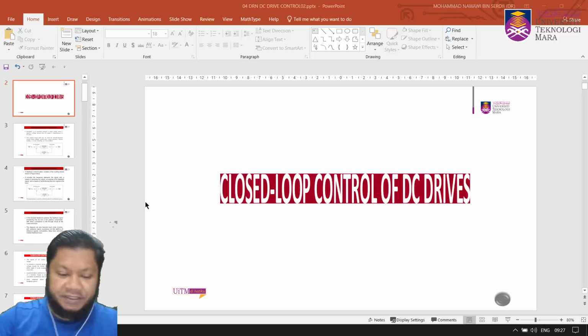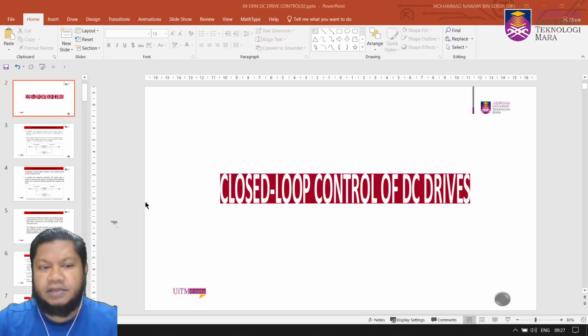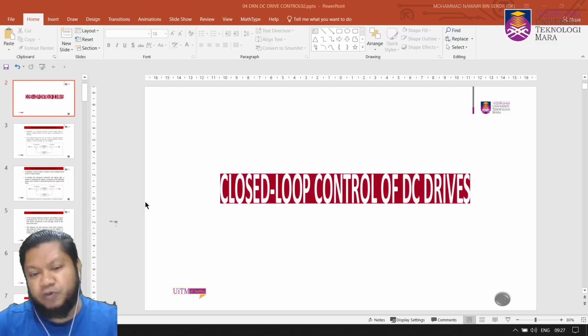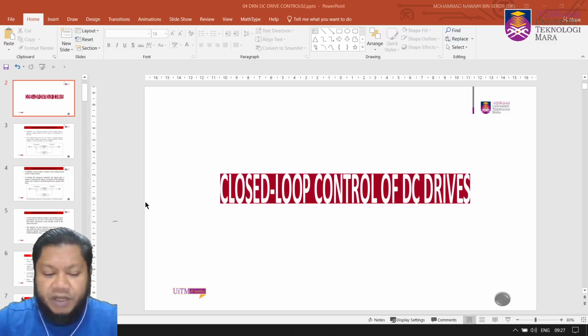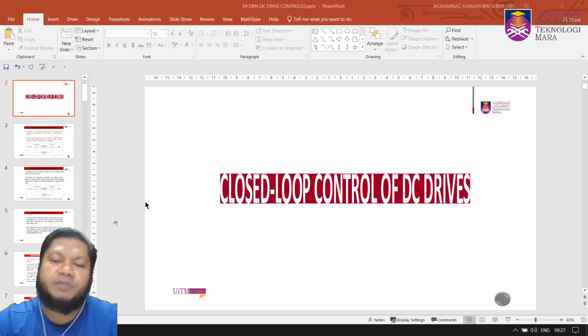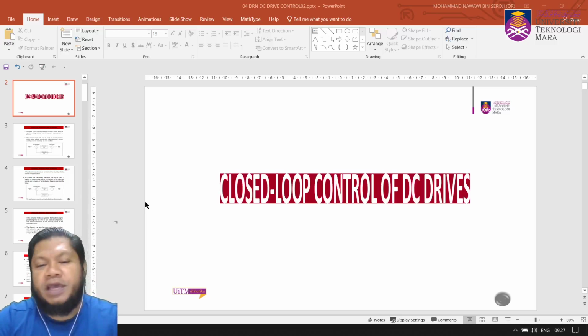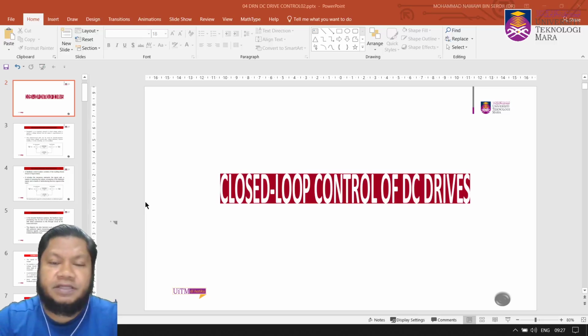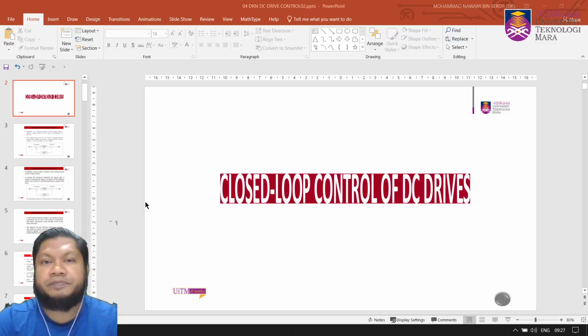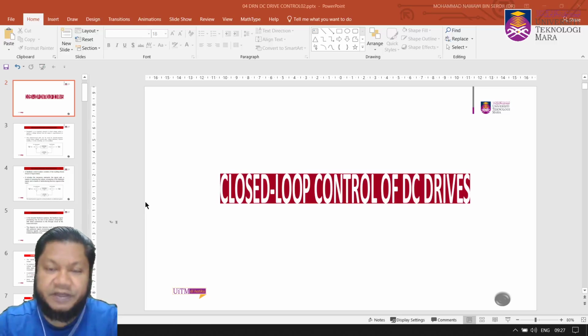The last video is actually on the... we are moving into the closed loop control of DC drive, right? We have to understand that the purpose of doing this is we want to operate the motor at a certain speed, and when there is a disturbance in terms of the load or anything to the system, you can still maintain the speed at a certain speed requirement.